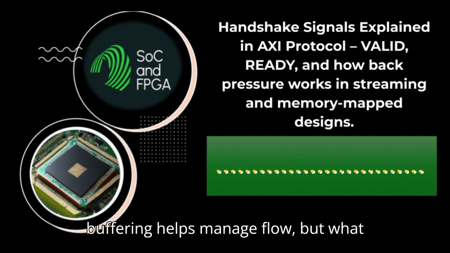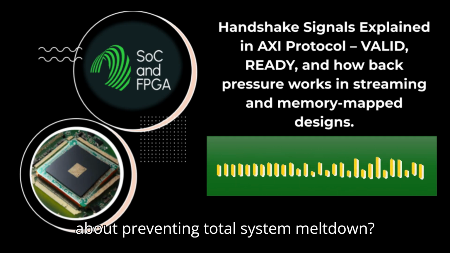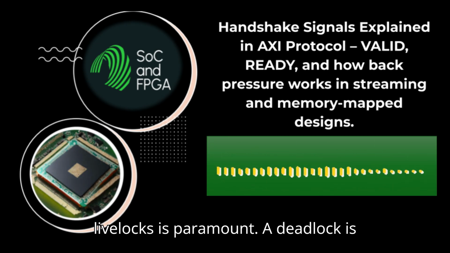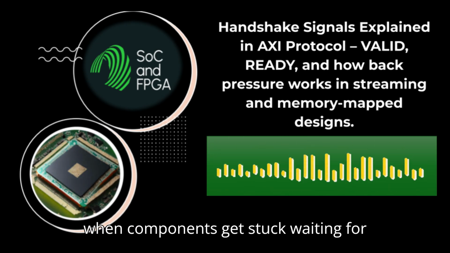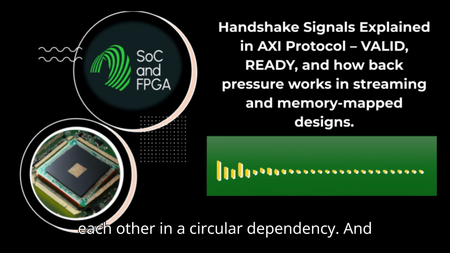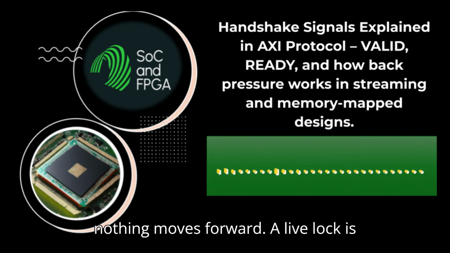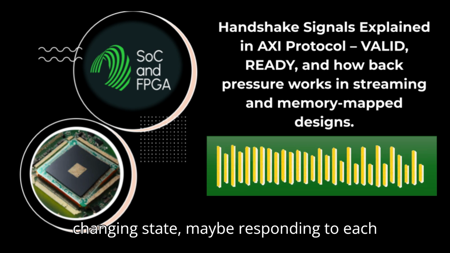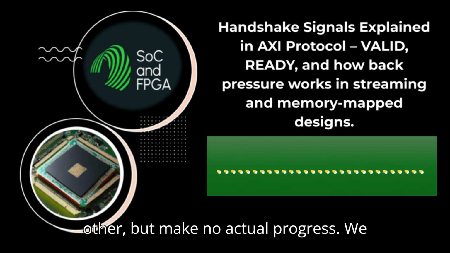Okay, buffering helps manage flow. But what about preventing total system meltdown? Deadlocks. Right, preventing deadlocks and livelocks is paramount. A deadlock is when components get stuck waiting for each other in a circular dependency, and nothing moves forward. A livelock is slightly different. Components keep changing state, maybe responding to each other, but make no actual progress.